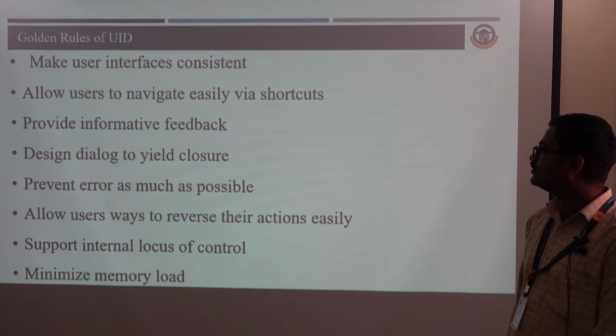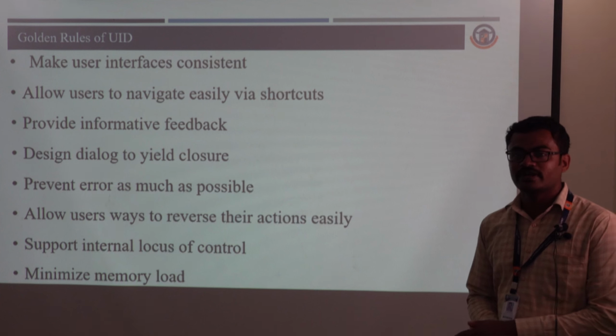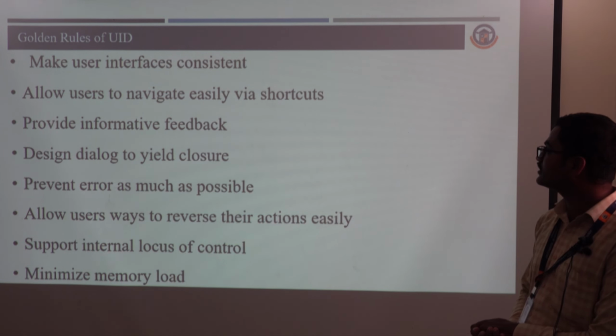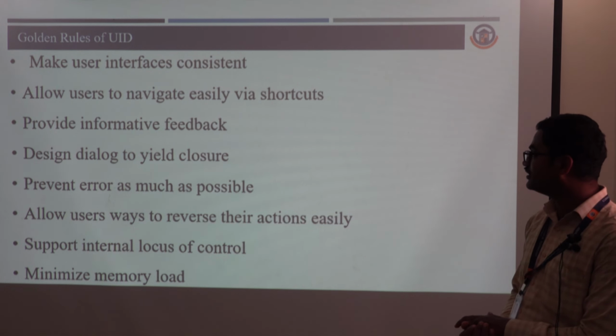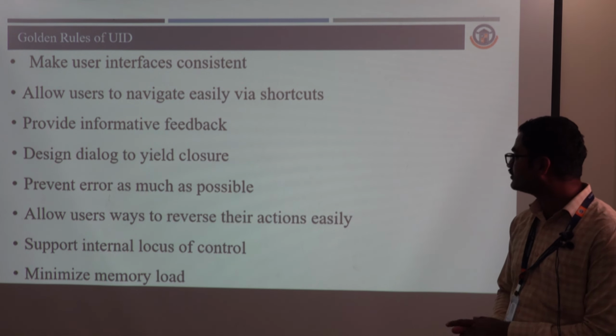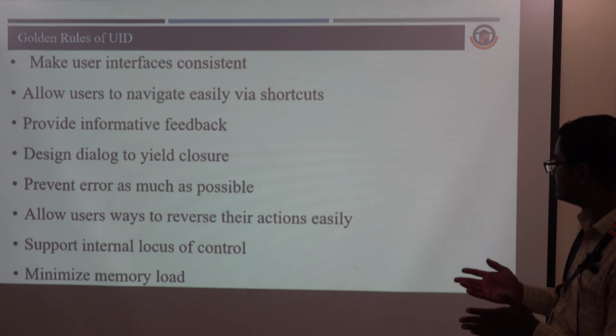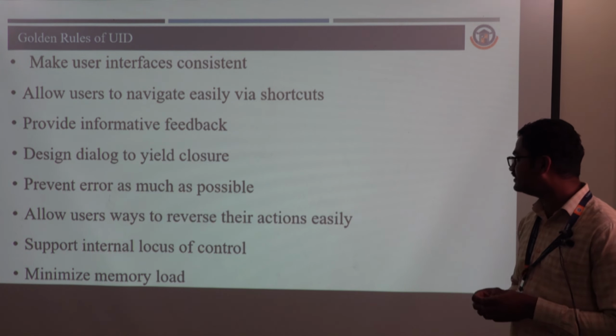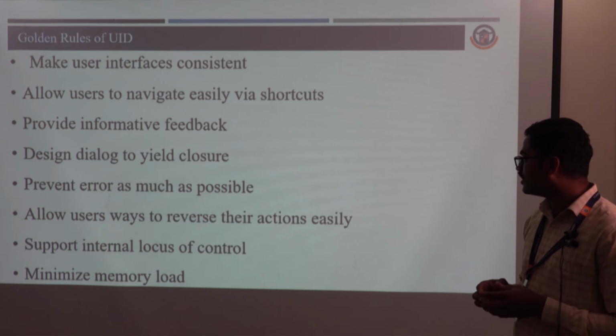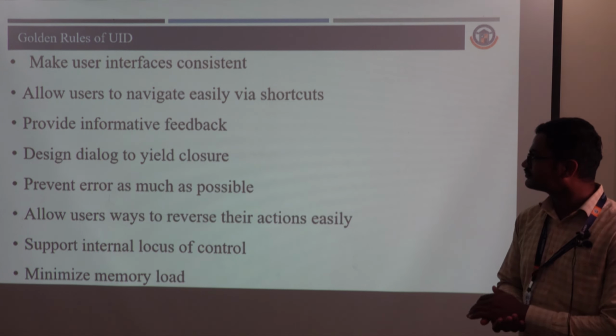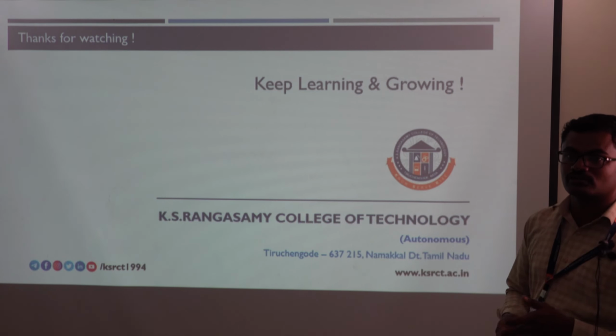The next is the golden rules of UI design. The major golden rules are: make the user interface consistent, allow users to navigate easily via shortcuts, provide informative feedback, design dialogues to yield closure, prevent errors as much as possible, allow users to reverse their actions easily, support internal locus of control, minimize memory load. These are the major golden rules.